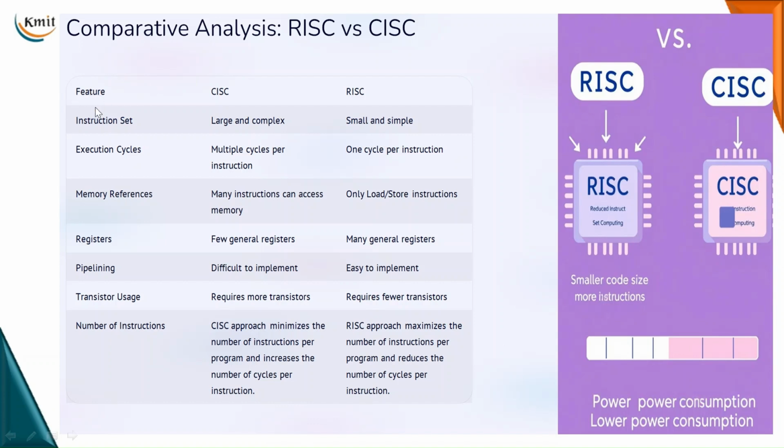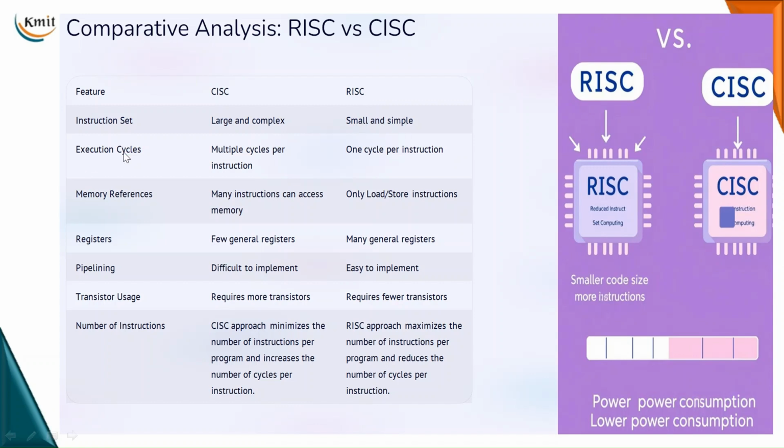Let us see some more differences with respect to the features such as instruction set, execution cycles, memory references, registers, pipelining technique, transistor usage, and number of instructions. In the case of CISC, the instruction set is very large and contains complex instructions. In the case of the RISC approach, the instruction set is very small and contains simple instructions.